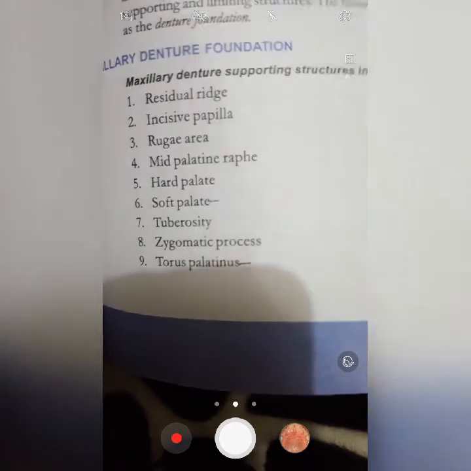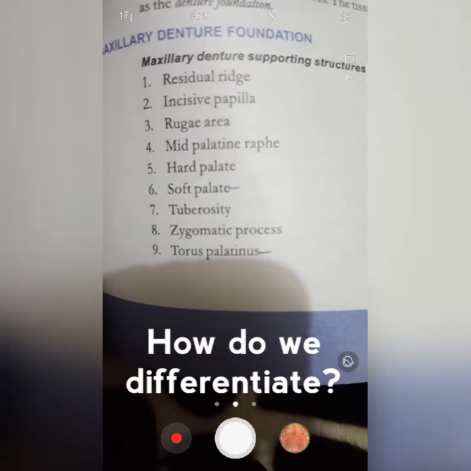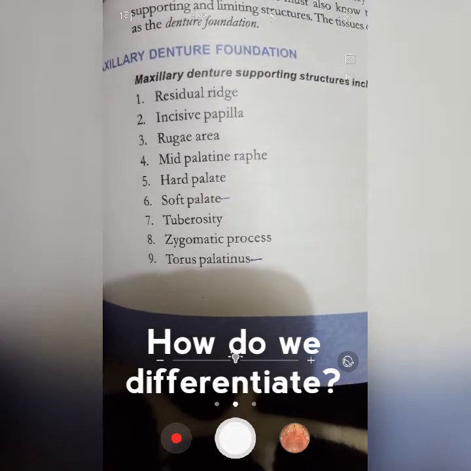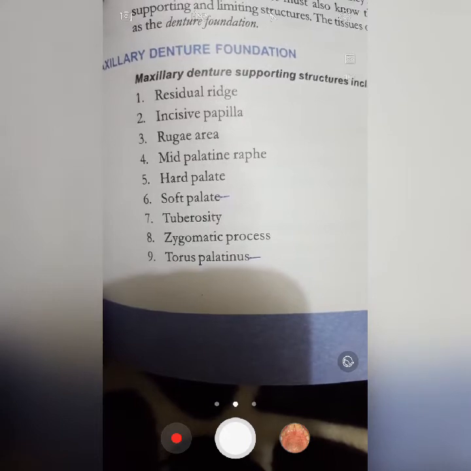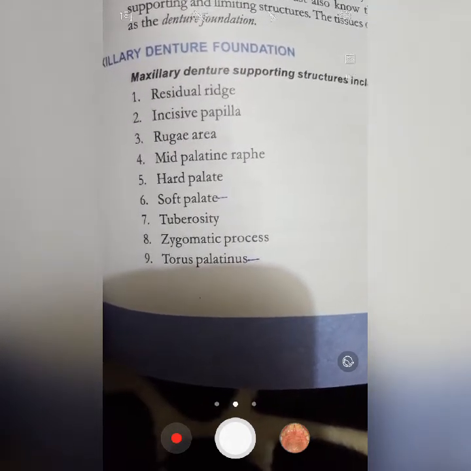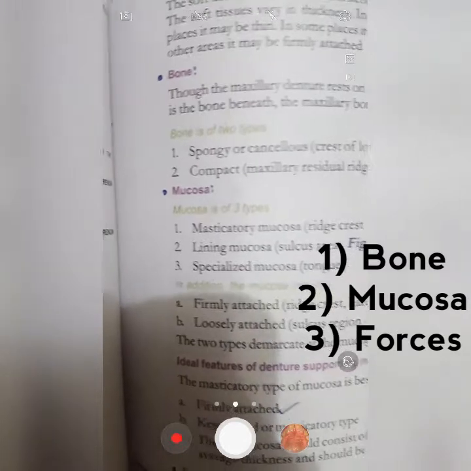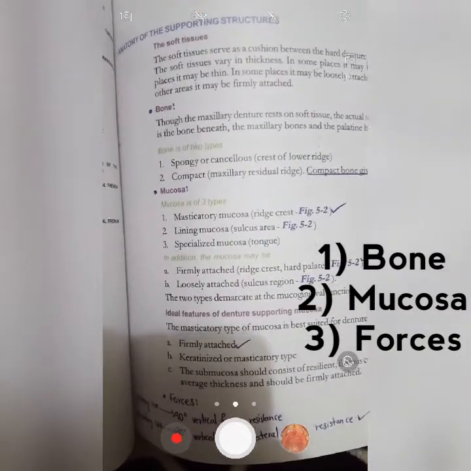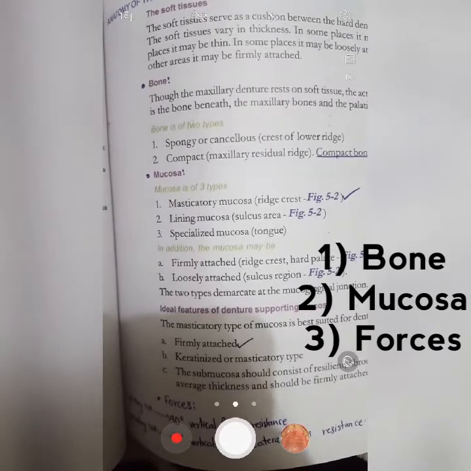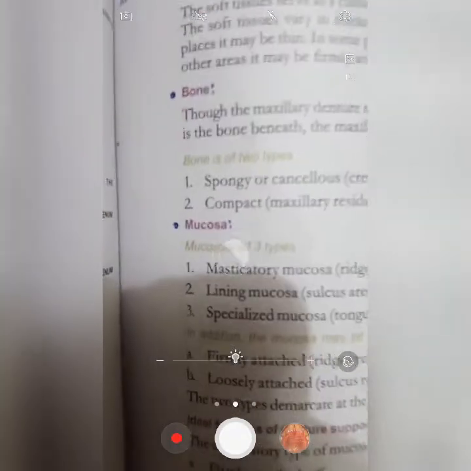Anyway, so how do we distinguish which area is for relief and which area is for stress bearing? We have 3 main factors, you could say, which determine whether the structure should be given relief or whether it can be used as a stress bearing area. The number 1 is bone, the second one is mucosa, and the third one is force, or occlusal forces.